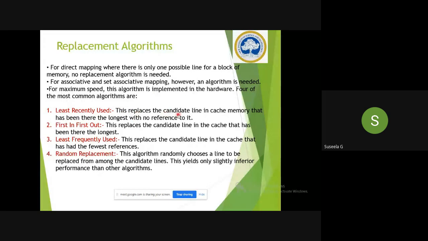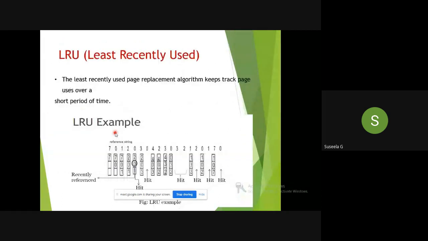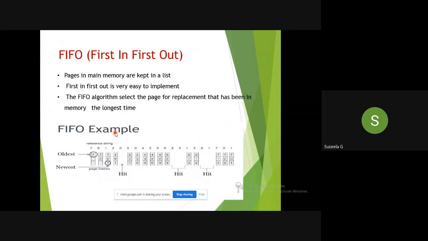Least recently used replaces the candidate line in cache memory that has been there the longest time with no reference to it. That is the first one they have given. But we'll see FIFO first, as that will be easy for you to understand. Then we'll go for the other types. So FIFO, first in, first out.